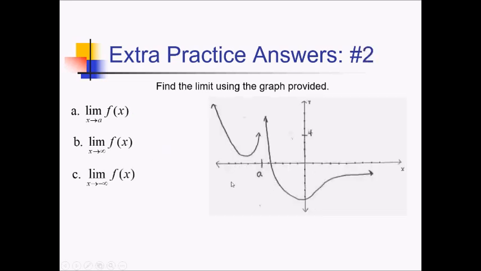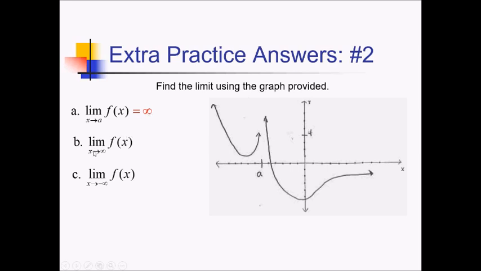For this one, we're trying to figure out the limit as x approaches a on this graph. So as we come from the left, we're going to positive infinity. From the right side, we're also going to positive infinity. So we could write positive infinity or just simply does not exist for that one.